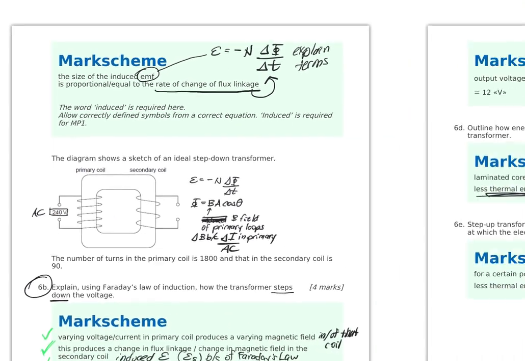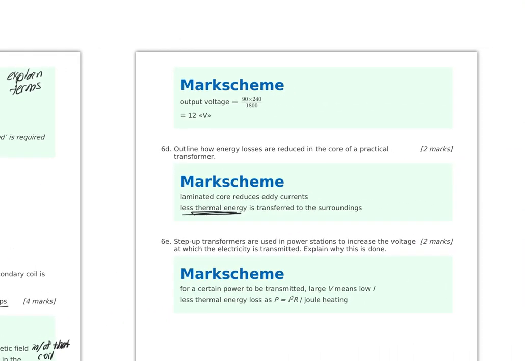But if we have laminated being the layers, so laminated, that's a layered core, that reduces the eddy currents, and if no eddy currents are set up, then you're not going to get I squared R heating from the eddy currents.